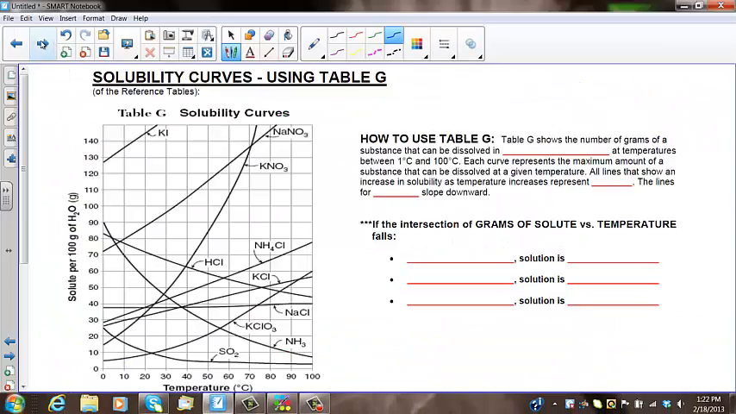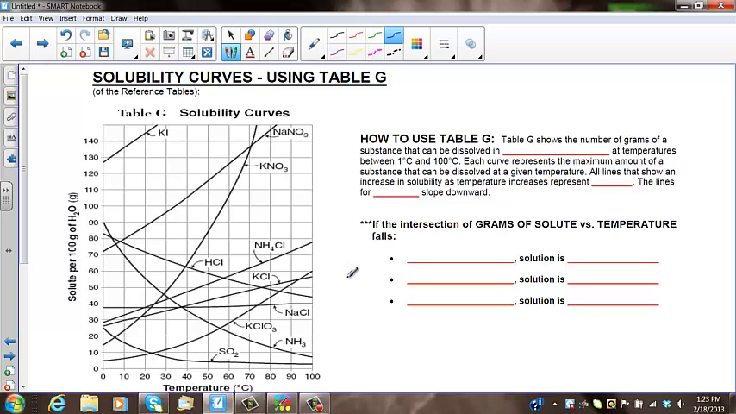Okay, let's talk about Table G. A couple of things you need to know about Table G before we get started. It's easy to use if you understand it, but you have to be as exact as possible. The Regents scorers usually only allow plus or minus 1 gram. So if the answer is 35, they'll take 34, 35, or 36. So you need to draw a line so that you can be as accurate as possible.